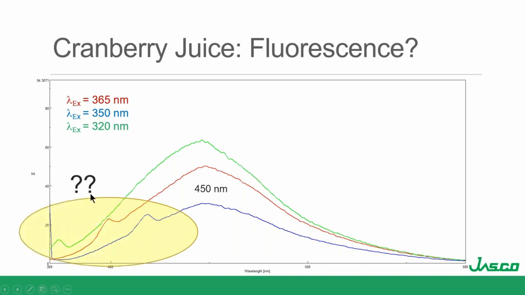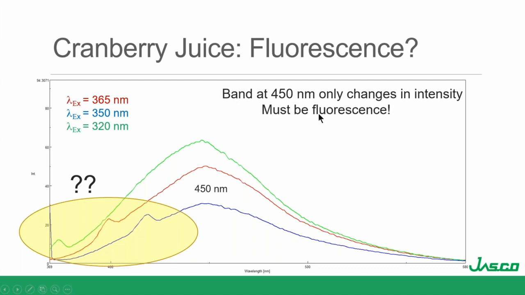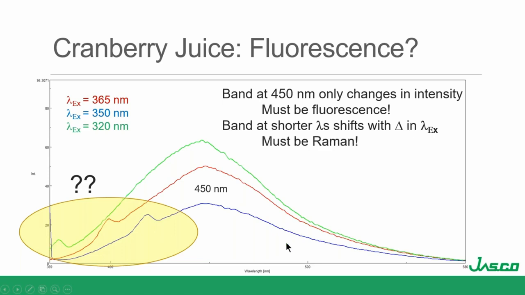But what's going on here? I do have other bands which are shifting to shorter wavelengths as I move to shorter excitations. So the band at 450 only changes in intensity, so it must be fluorescence. The band at shorter wavelengths shifts to shorter wavelengths as I change the excitation. So you know what this is, right? That must be Raman.